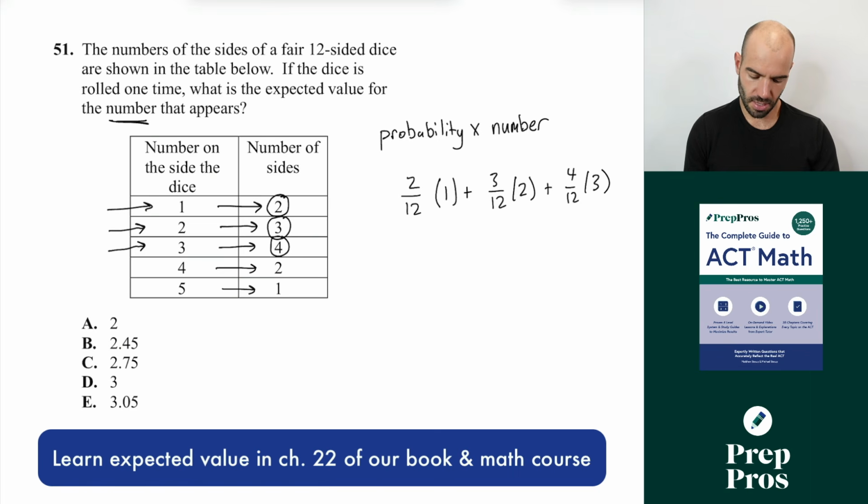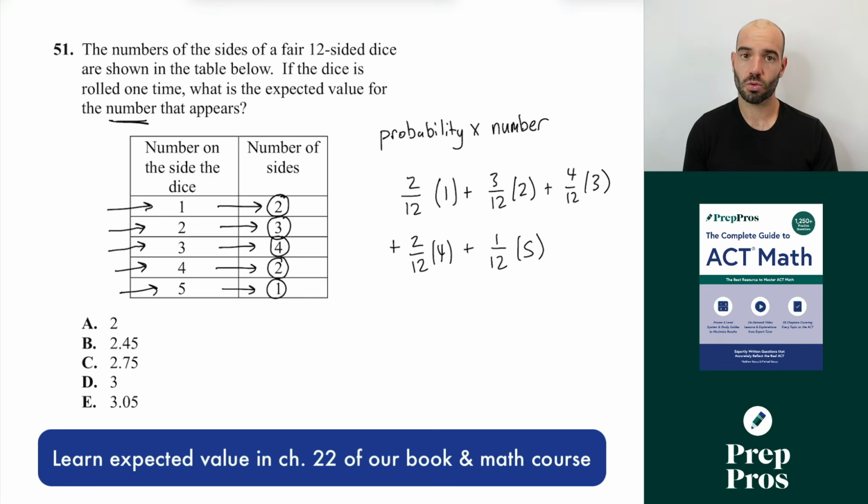If we keep doing this process, we're going to keep adding. So I'll just go down to the next line so we have more space. There are 2 sides that have a 4. So there's a 2 out of 12 chance we're going to roll a 4. Then there's only 1 side with a 5. So there's a 1 out of 12 chance we're going to roll a 5.